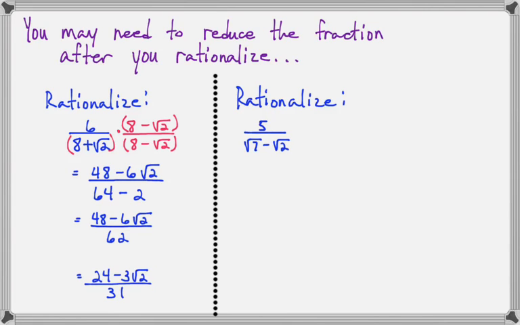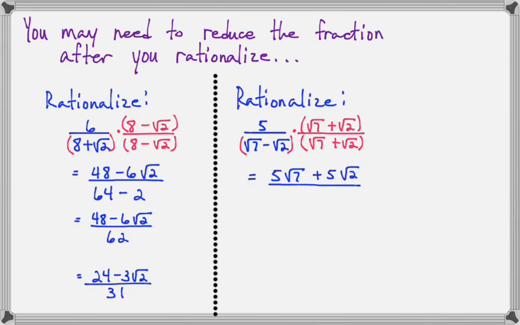Let's rationalize 5 over square root of 7 minus square root of 2. So again, it's 2 terms. It does not matter that this one has a radical. It's still 2 terms, so we still are going to treat it with a conjugate. And now let's distribute the 5 to both of the top terms, and let's multiply the bottoms together. Square root of 7 times square root of 7 is 7. Outer plus inner is going to add up to 0 because these are conjugates. And last times last is going to make minus 2. Now, I get 5 square root of 7 plus 5 square root of 2.